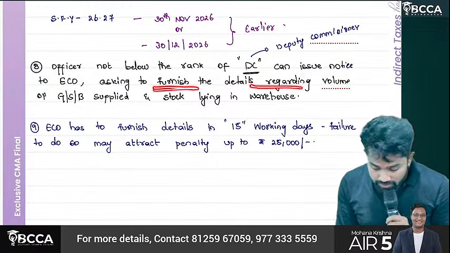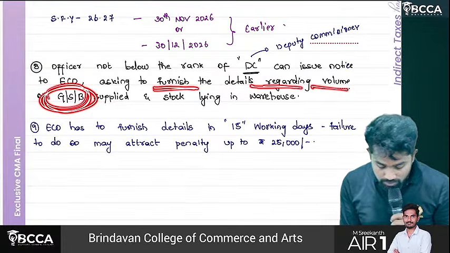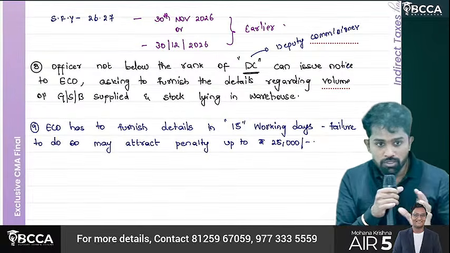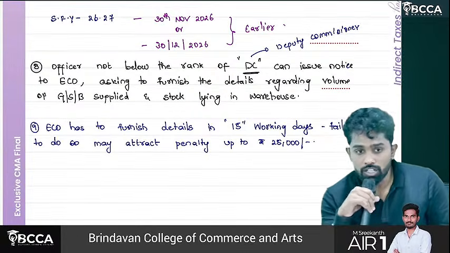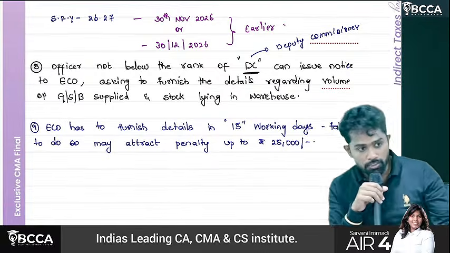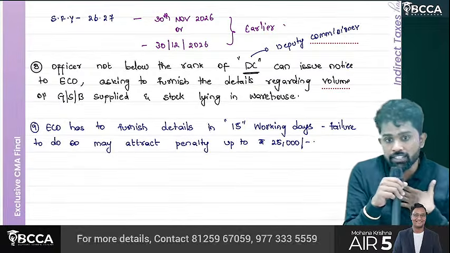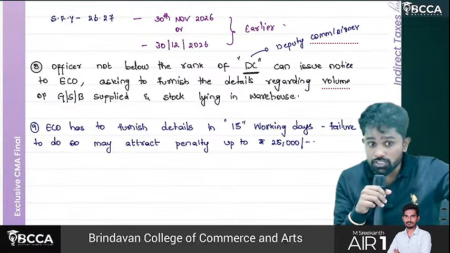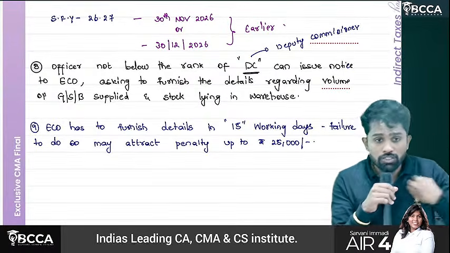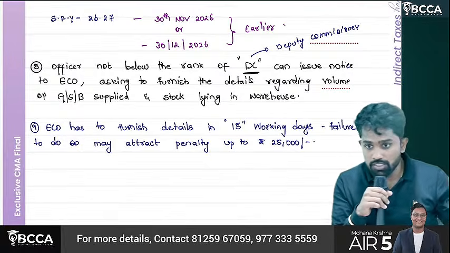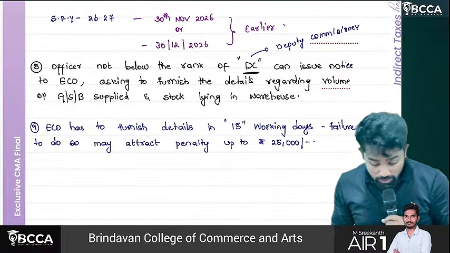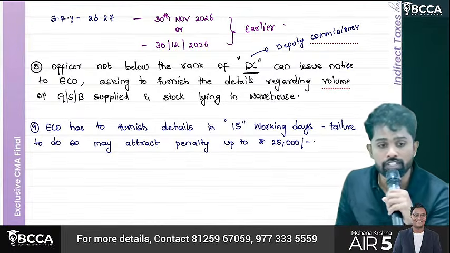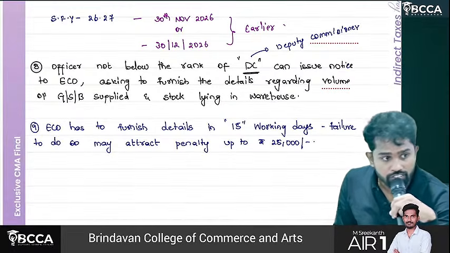Then an officer not below the rank of deputy commissioner can issue a notice to the ECO, asking to furnish details regarding the volume of goods and services supplied and stock lying in warehouse. So the department has some doubt on Manjunath, whether he is reporting sales correctly or not. Before they go for inspection at his place, they'll ask me for details: how much sales he is making through my platform, how much of his stock is available in my warehouses or godowns. I'll have to reply to the GST deputy commissioner or above officers within how many days, sir? Within 15 working days. If I fail to provide within 15 working days, there will be a penalty of rupees 25,000.